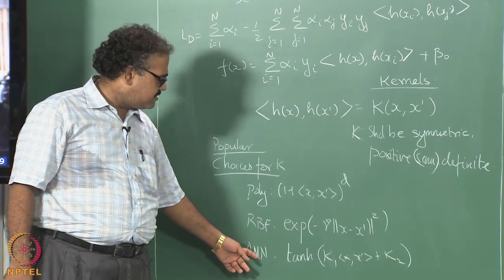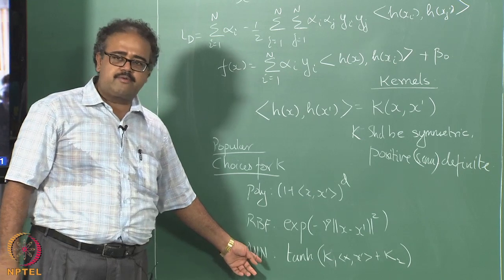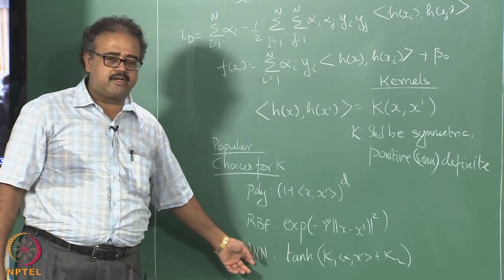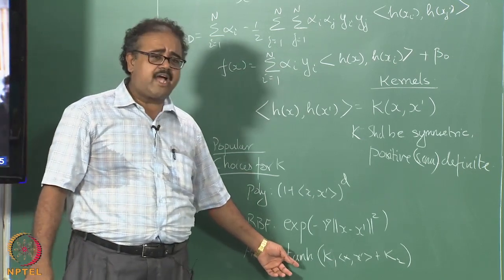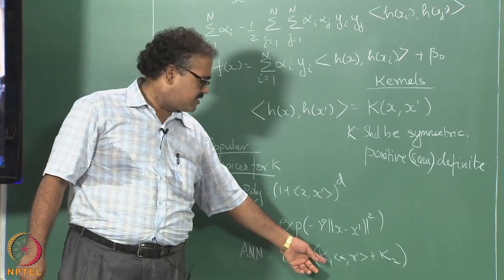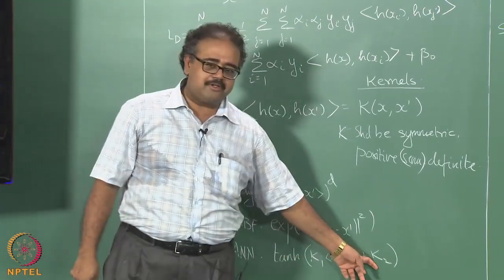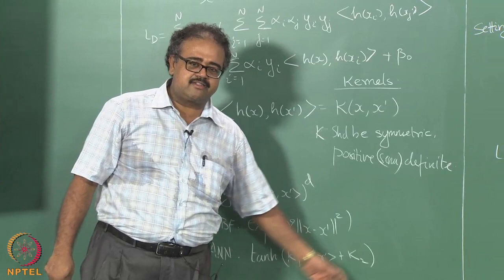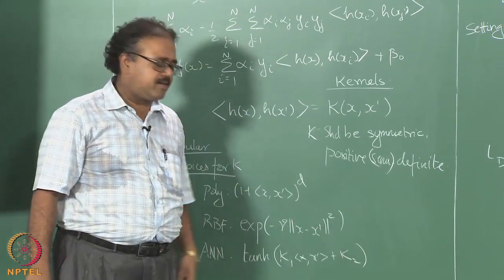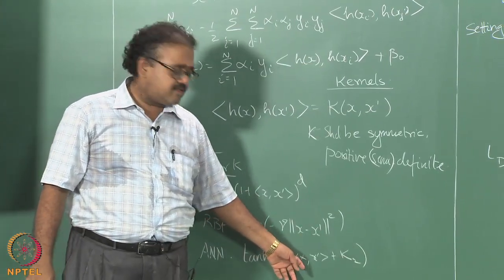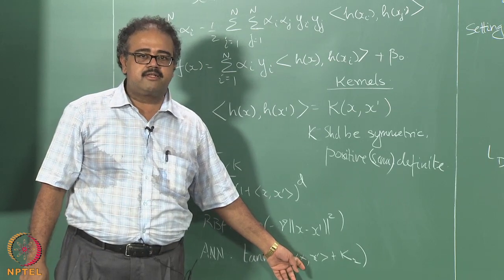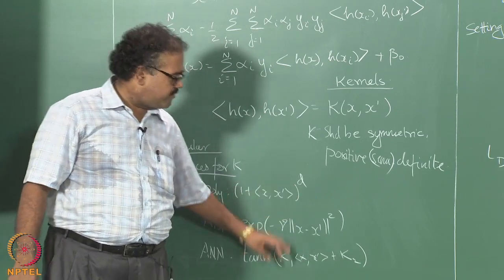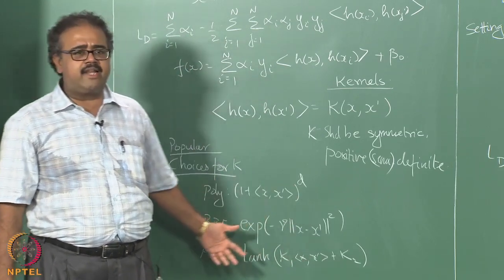And then this is called the neural network kernel or the sigmoidal kernel sometimes. It's the hyperbolic tangent of kappa 1 times the inner product of x and x prime plus kappa 2. These k1 and k2 are some arbitrary constants, which are your parameters that you tune. So these are some of the popular kernels which can be used for any generic data.